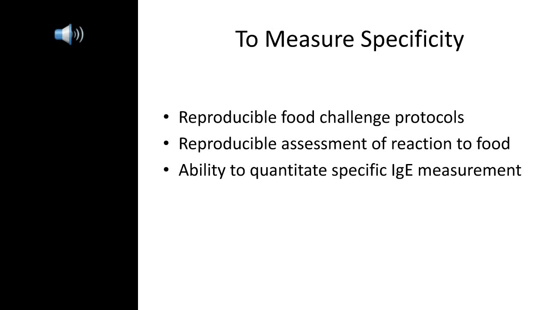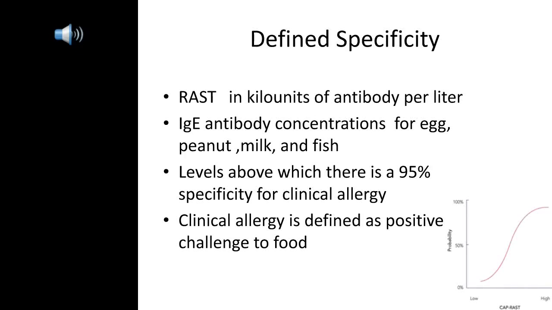And I wish to emphasize that there's been vast improvement of food challenge protocols and reproducible food challenge protocols, without which we wouldn't be able to look at the in vitro testing in comparison. There's been improvements of reproducible assessment of reactions to foods in the clinical arena, but also there has been the ability to quantitate specific IgE measurements. So all these three improvements in clinical and lab practice have led to our ability to look at specificity in a lot more scientific fashion.